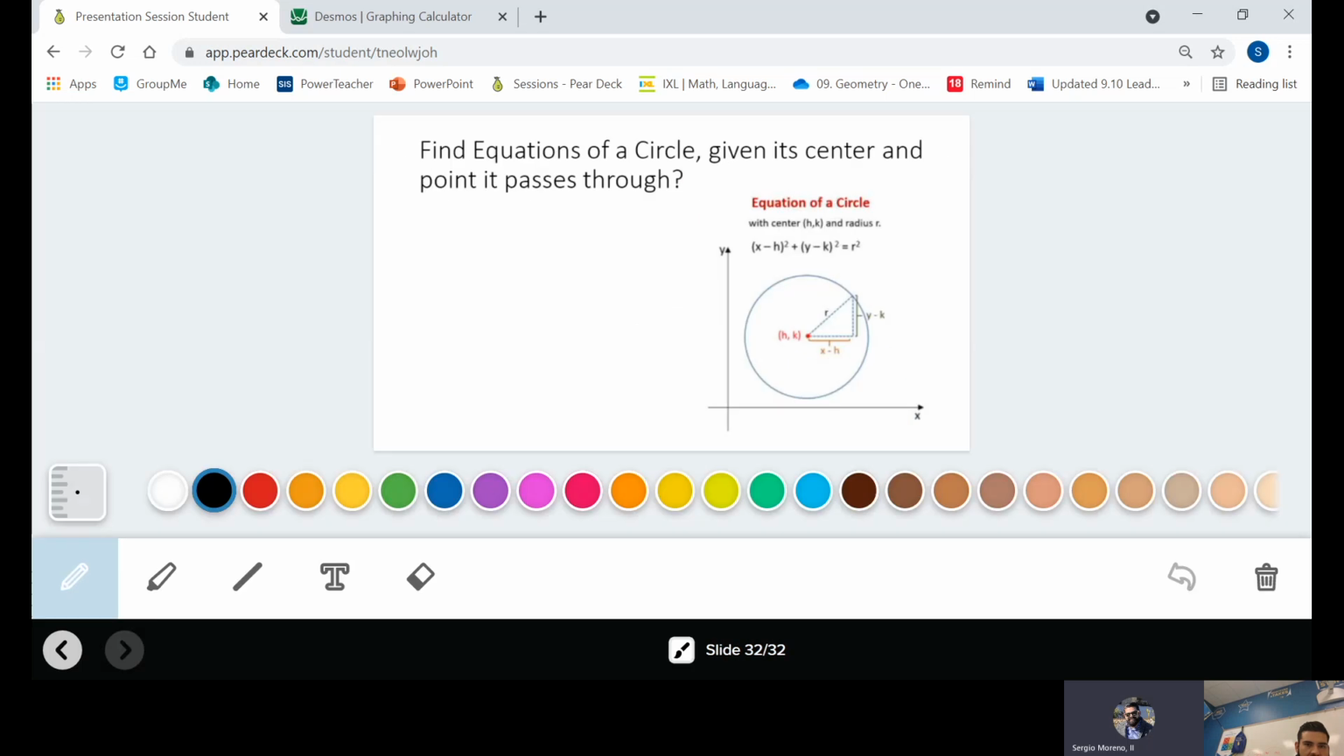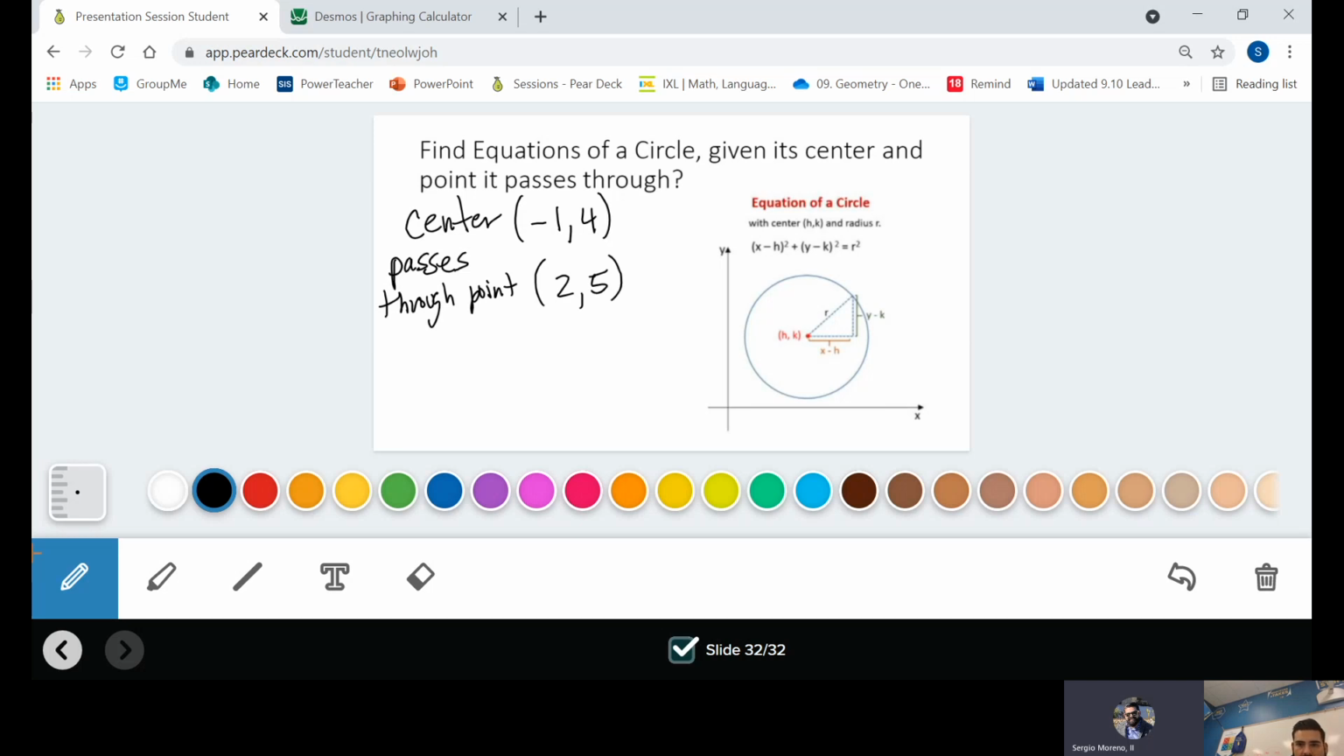And lastly, finding equations of a circle given its center and the point it passes through. So you may be given an equation of a circle with, let's say, a center of -1, 4, and it passes through a point, let's just make this up, let's say 2, 5. Okay, now look here, the equation of a circle with center (h, k) and radius r.